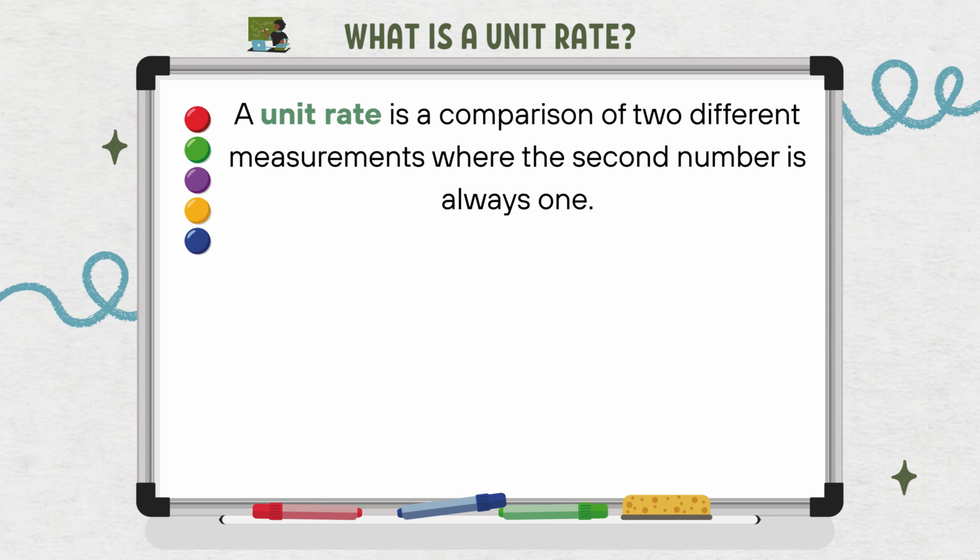So let's start with a simple question. What is a unit rate? A unit rate is a comparison of two different measurements where the second number is always 1. Let's look at some examples.